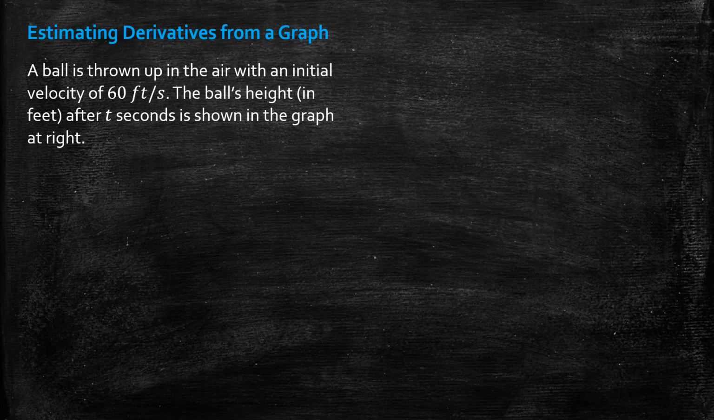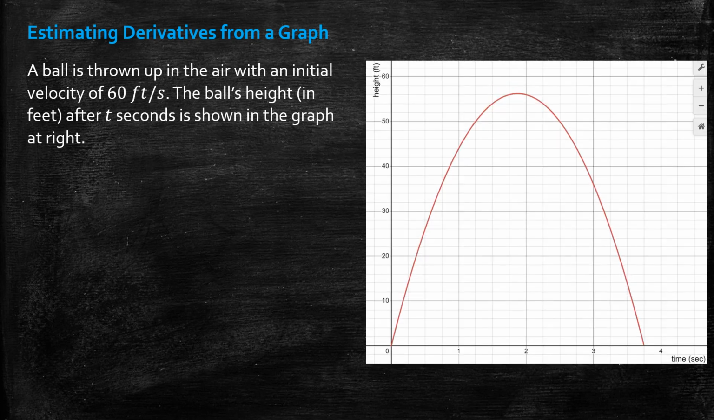I'm going to make a shift now to estimating derivatives from a graph. So this context should be familiar. A ball is thrown up in the air with an initial velocity of 60 feet per second. We've seen this in previous videos. And the ball's height in feet after t seconds is shown by the red function. So we would like to estimate the instantaneous velocity of the ball at t equals 1 second.